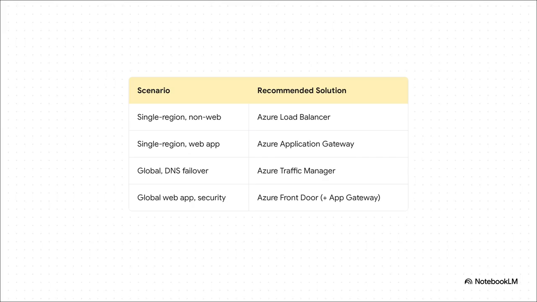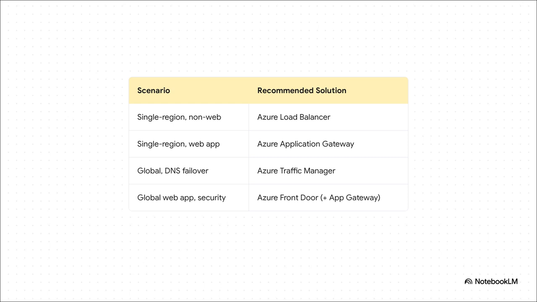So let's put it all together. This table pretty much maps your scenario right to the perfect solution. For simple, non-web traffic in just one region, you use Azure Load Balancer. For a regional web app, especially with microservices, you want Application Gateway. For basic global failover using DNS, Traffic Manager is your guy.